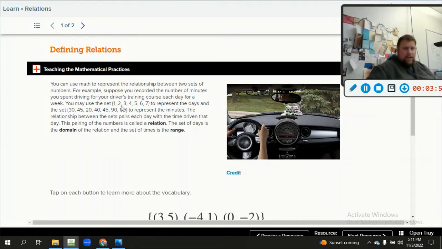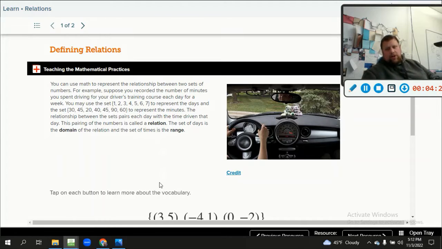Okay, let's read this together. You can use math to represent the relations between two sets of numbers. For example, suppose you record the number of minutes you spend driving for your driver's training course each day for a week. You may use the set 1, 2, 3, 4, 5, 6, 7 to represent the days, and the set 30, 45, 20, 40, 45, 90, 60 to represent the minutes. The relationship between the set pairs each day with the time driven that day. This pairing of numbers is called a relation. The set of days is the domain of the relation, and the set of times is the range.